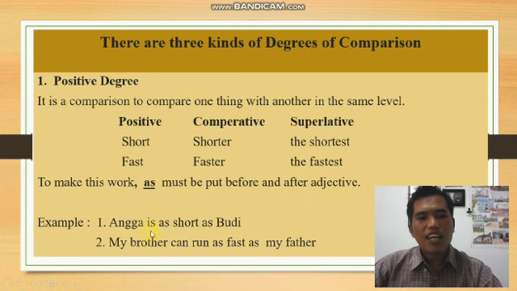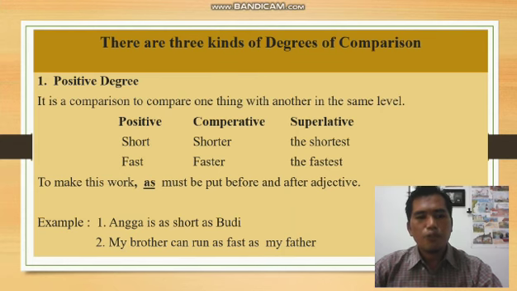Number one, Angga is as short as Budi. Look at as. As is put before short, which is the adjective, and then another as is put after short. Angga is as short as Budi. So Angga and Budi have the same height. They're not different in size.